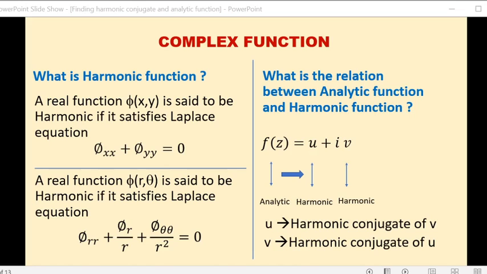So f of z equal to u plus iv, and my question is, if f of z is analytic, does that imply that u is harmonic? Utkarsha, the question is for you. If f of z is analytic, does that imply u is harmonic? Prashant says yes.